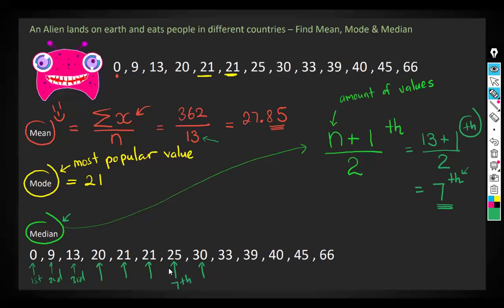Who lives in the 7th position? It's not even a decimal. It's just plain out asking who is living in the 7th position, and that particular value will be the median. So the answer is 25. The median is 25 because according to the formula, he was living in the 7th position. But this only works if the values are arranged from smallest to largest, right?